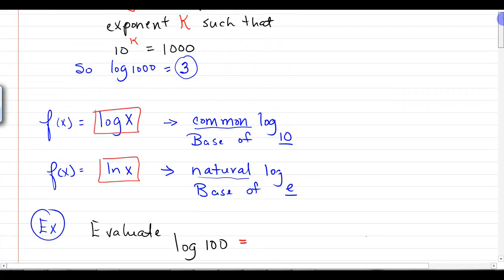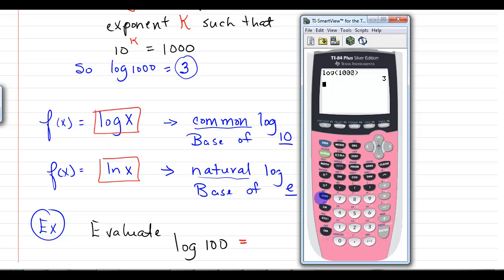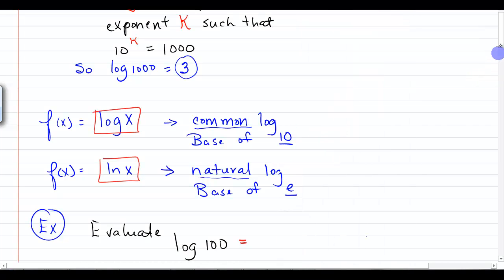All right. There's also what's called a natural log. That's ln x. It has a base of e. And if you look at your calculator, you have that one down here as well. That does not have a base of 10, has a base of e. So both of those are on there when we need them.